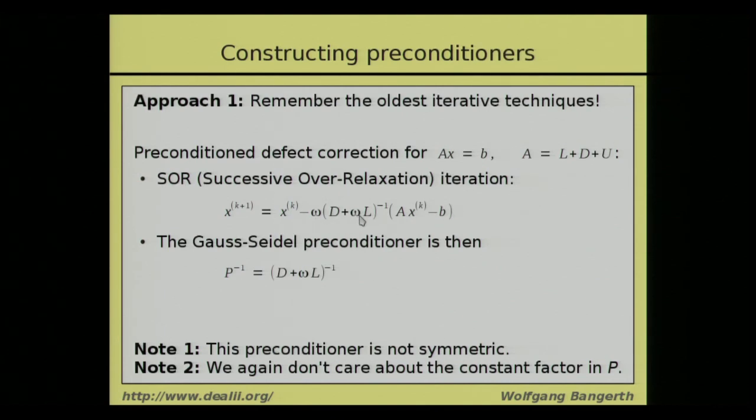The point is that I weigh the lower triangular part of this matrix, and then the preconditioner, and again it should not be Gauss-Seidel, it should be the SOR preconditioner, which would be D plus omega times L, because I can forget the factor in front here when I apply it to the CG method, for example. This is again not symmetric, but now I can make this symmetric in the following way.